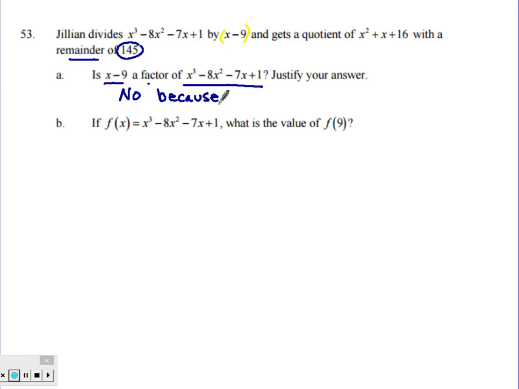All right, the answer is no, because we have that remainder. Because in order for it to be a factor, the remainder would have to be 0. No, because there is a remainder other than 0.